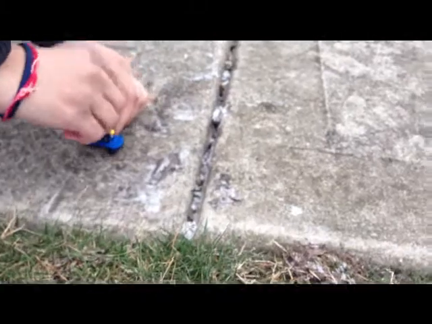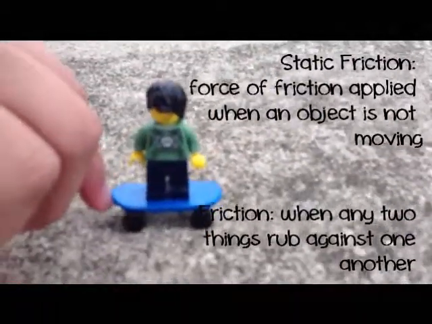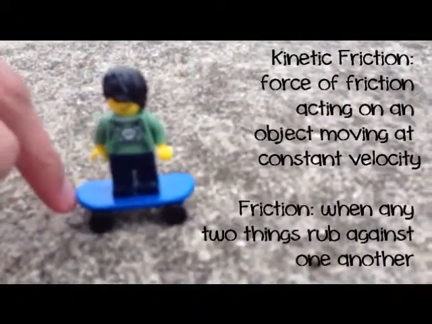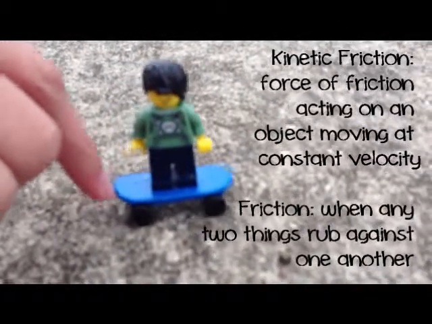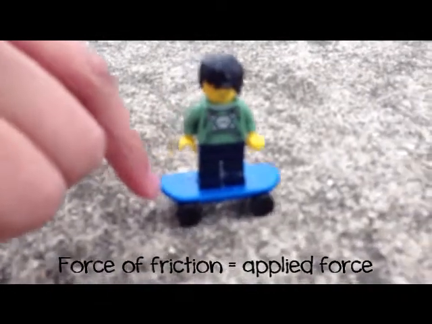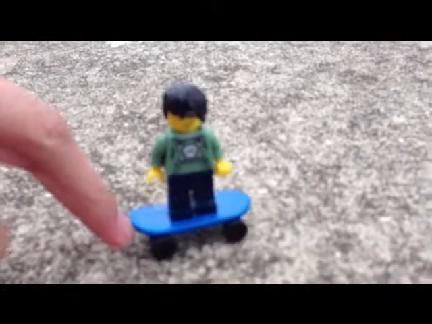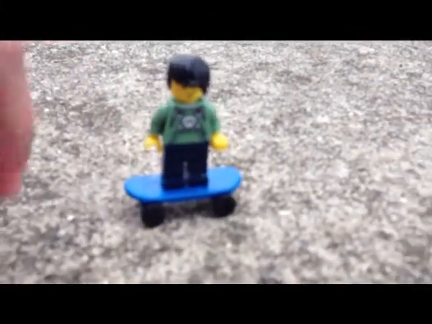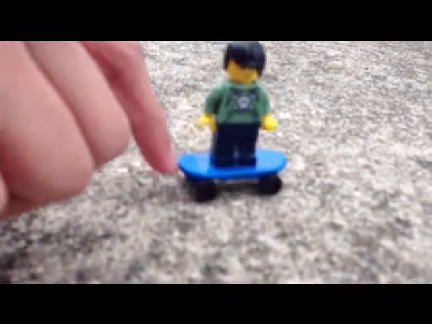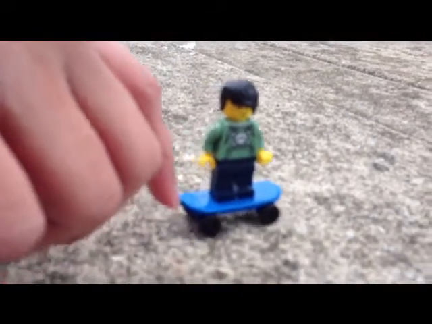He starts skateboarding at a constant velocity. Static friction is the friction applied when an object is not moving. Even though the object may not be moving, friction is pulling on it. Kinetic friction is the force of friction acting on a moving object at constant velocity. In both situations, the force of friction equals the applied force, but one is at rest and one is moving at constant velocity. For example, when he is thinking of going back to his house, static friction is applied, and when he is traveling at constant velocity, kinetic friction is at work.